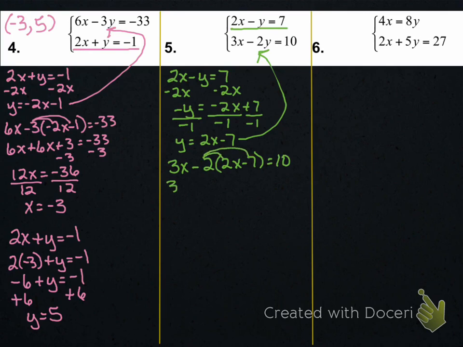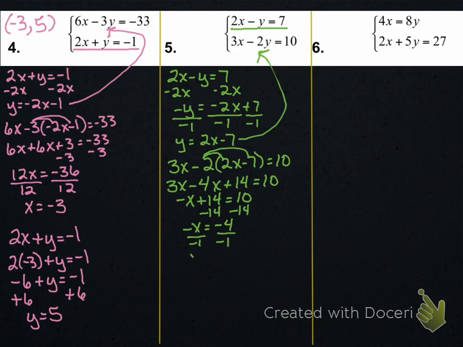Distribute my negative 2. That gives me 3x minus 4x plus 14 is equal to 10. Combine like terms gives me negative x plus 14 is equal to 10. Subtract 14 from both sides, and I have negative x is equal to negative 4. I'll divide by negative 1. And x is equal to 4.